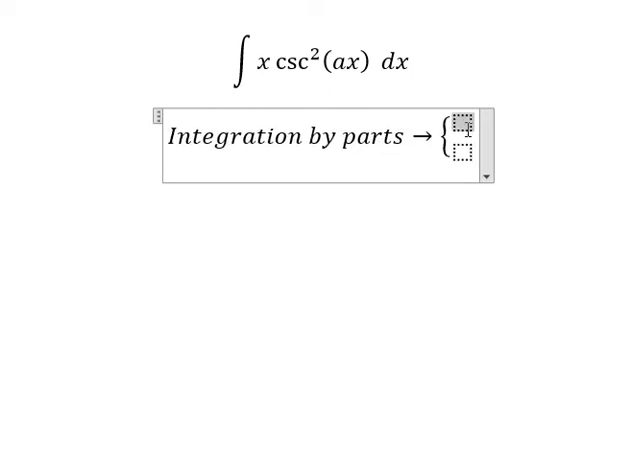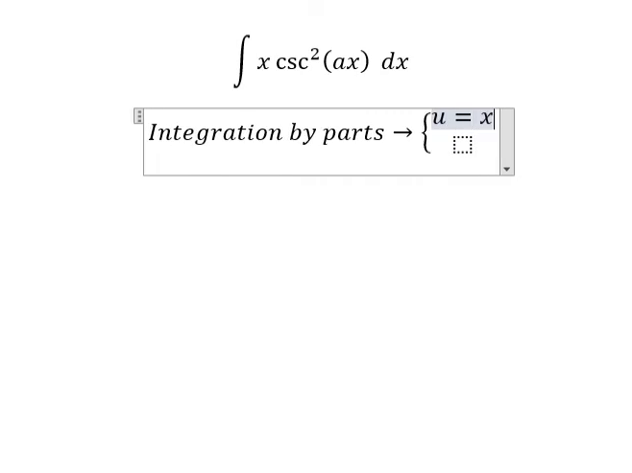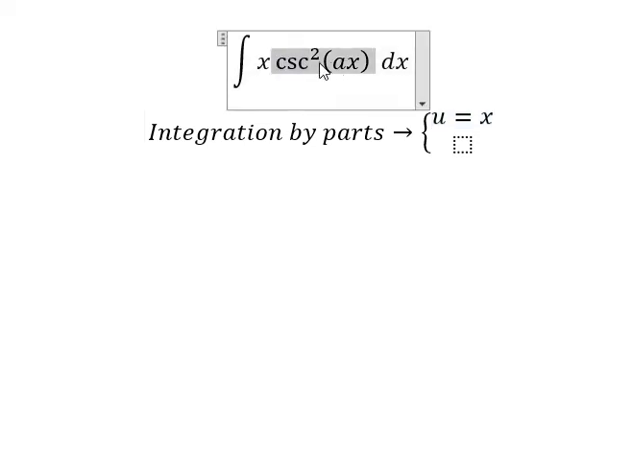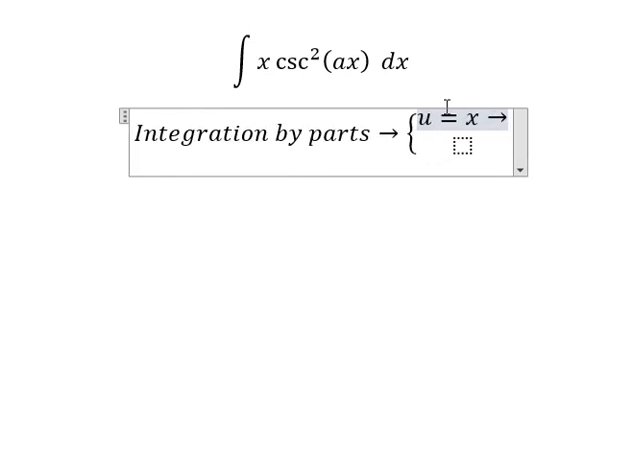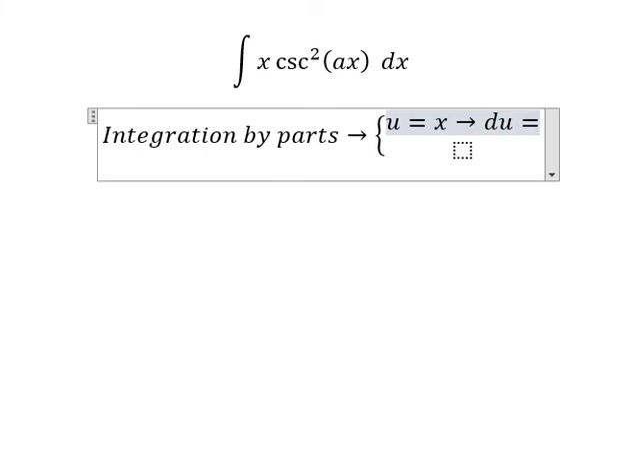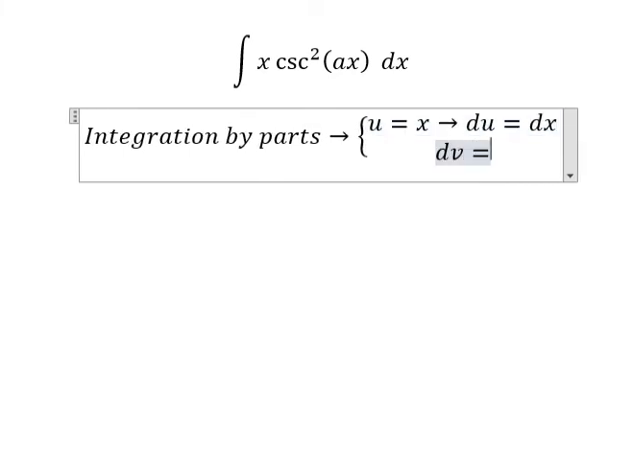We need to put u equal to s because we need to simplify s when we do the integration. Later, that allows us to do this integration here. So first we take the derivative of both sides, and you get du equals ds. dv is cosecant of as squared.